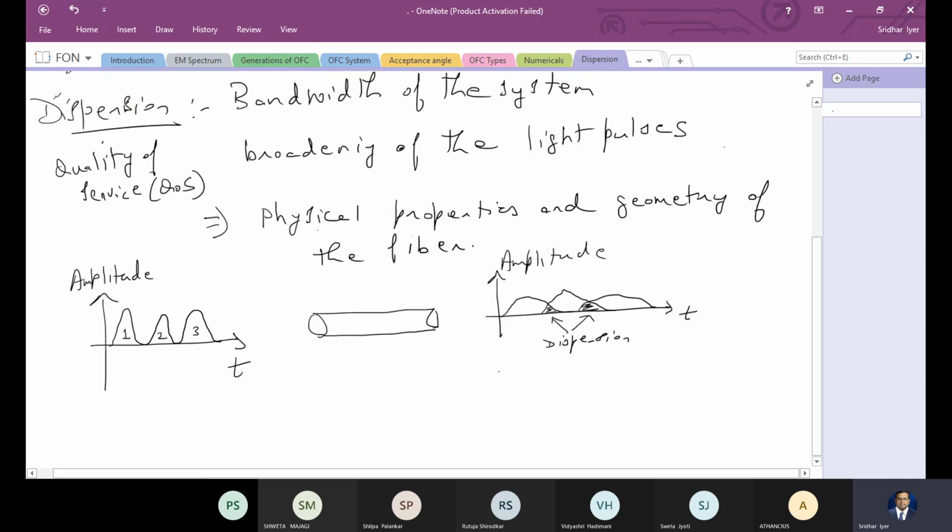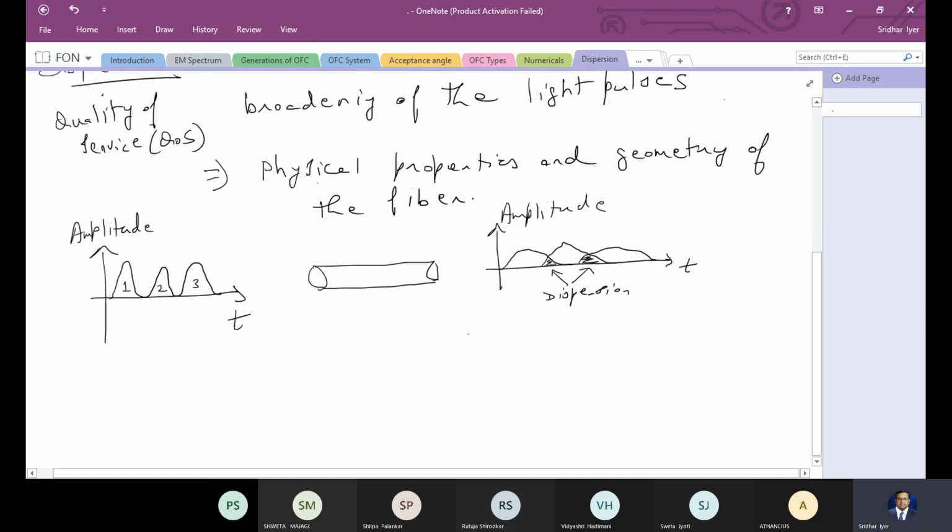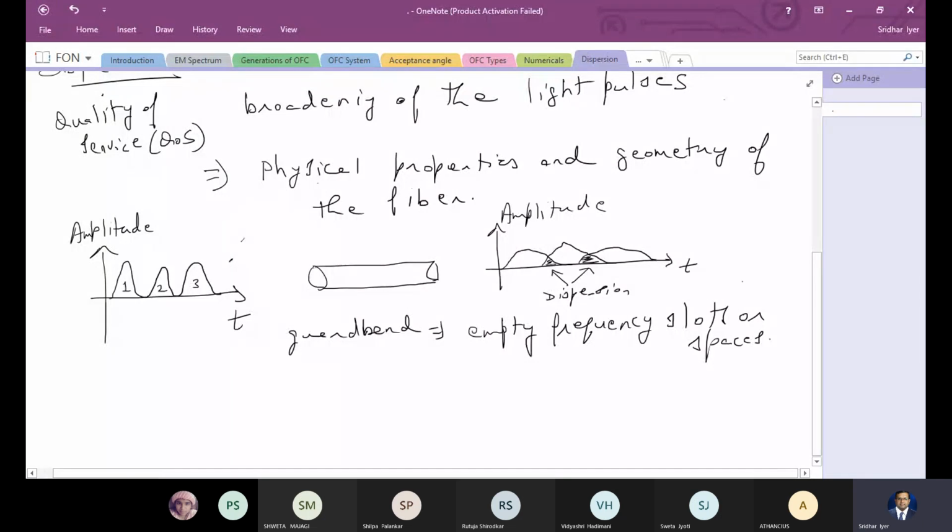Right. So I'd already told you one of the solutions we can have to reduce the dispersion. You can introduce what is known as a guard band. A guard band is empty frequency slots, or empty frequency spaces. Because of this, even if the broadening of pulses happens, it is quite likely that the 2 pulses or 3 pulses will not interfere. But there is a downfall to this. You are having empty frequency slots and not transmitting any data. So that's not a good thing, right?